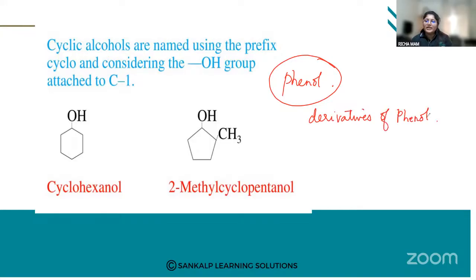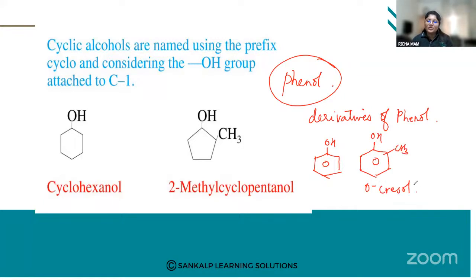Then according to IUPAC nomenclature, based on the position, it is also indicated as ortho, para and meta when you are naming the compound. So this is a phenol. With respect to OH, when you have a substituent, suppose the CH3 is here, so this is named as what?